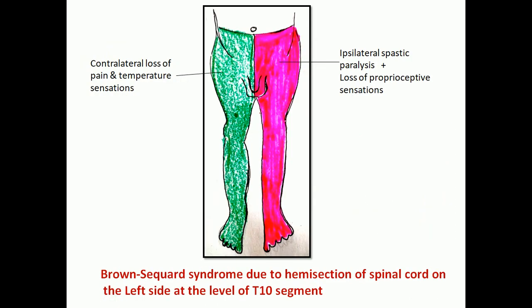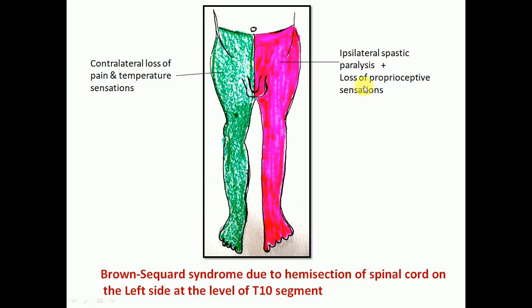Now we discuss the clinical aspects of the spinal cord. There are some signs and symptoms that occur due to hemisection of the spinal cord, particularly on the left side at the level of the T10 segment. That is also called Brown-Sequard syndrome.